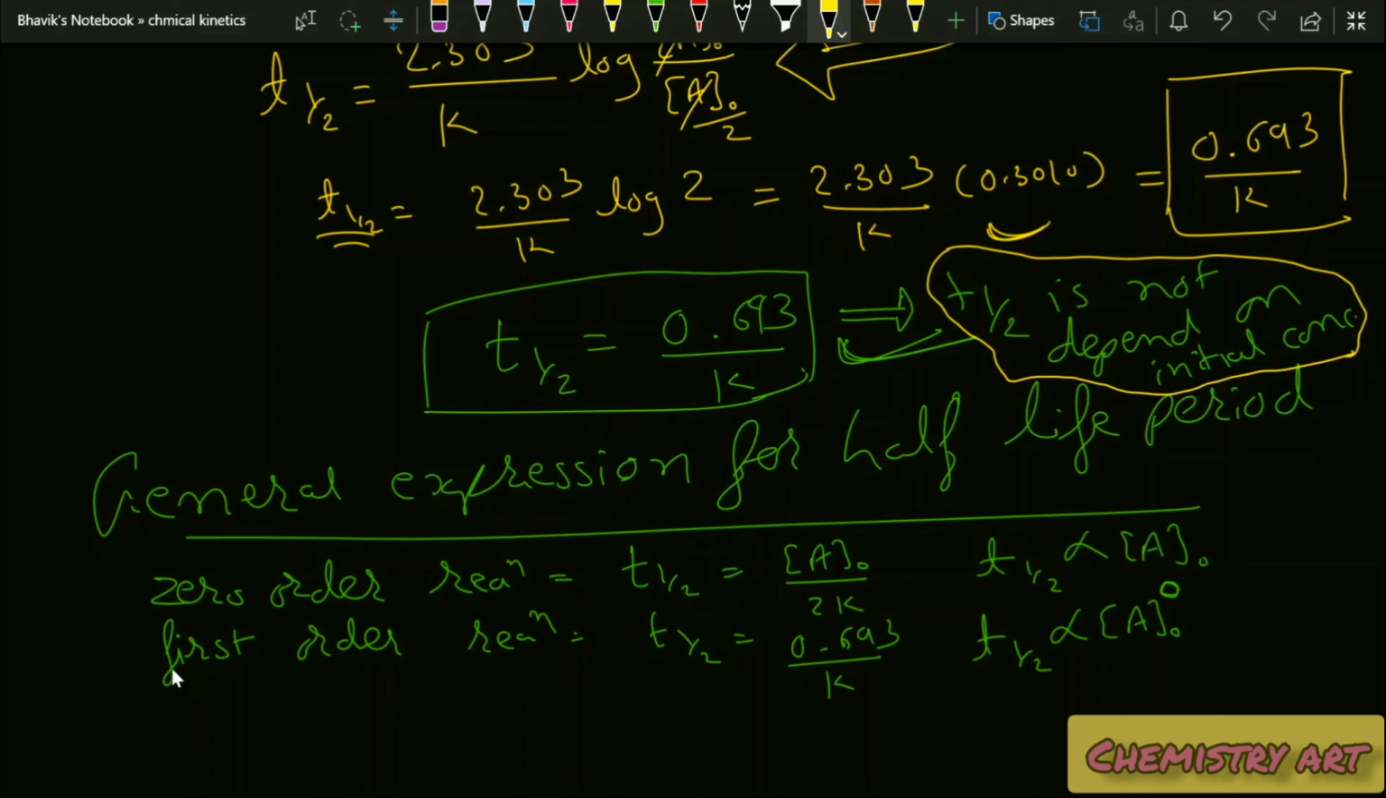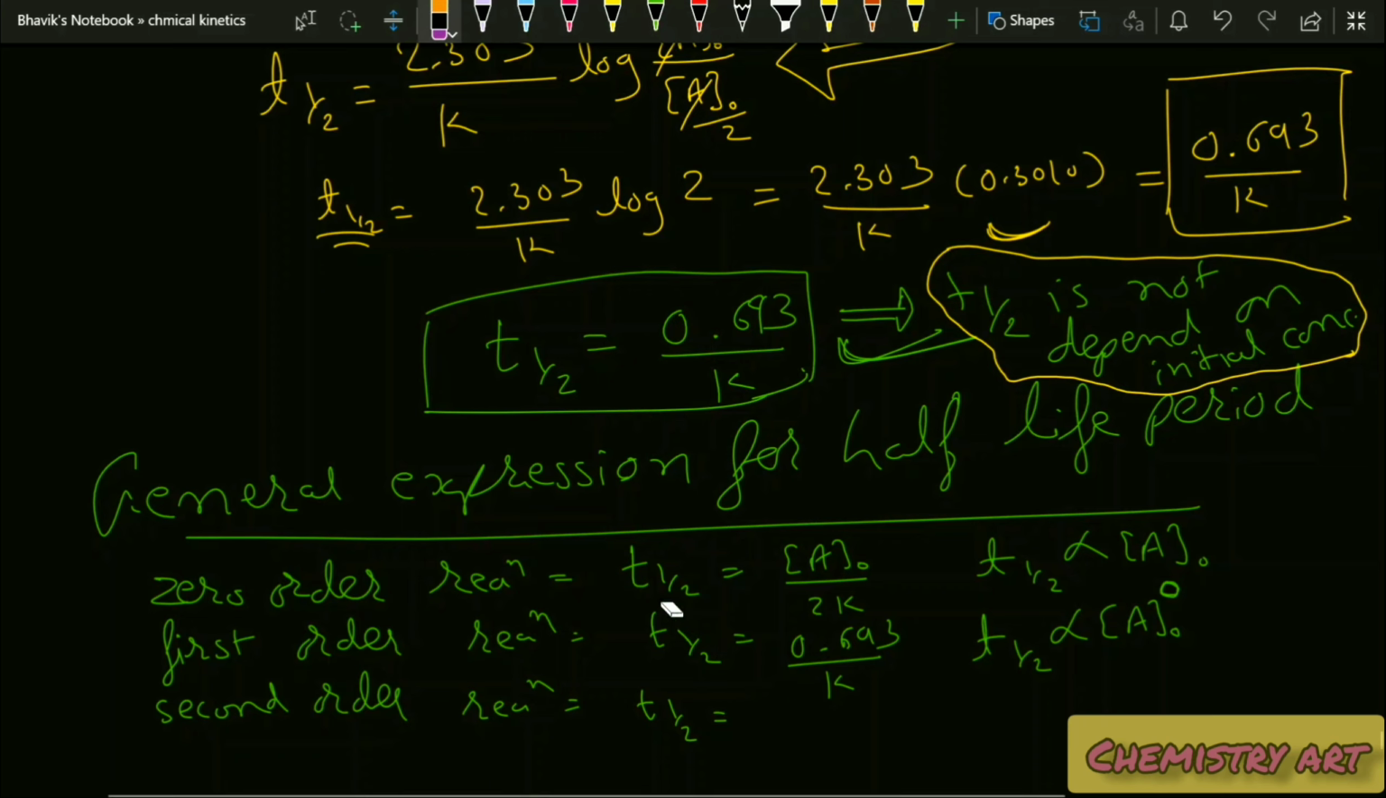Okay, now for the second order reaction, let me write down T1/2. In the second order reaction, T1/2 is directly proportional to A naught to the power minus 1. So here you can see, for the second order reaction, half-life is directly proportional to A to the power minus 1.